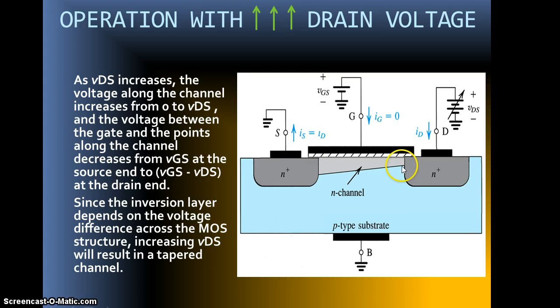Okay, so the inversion layer depends on the voltage difference across the MOS structure. Increasing VDS will result in a tapered channel, so that is why we get a tapered channel here. Current is again flowing in this way, positive current. The thing is, this is VDS, but this is VGS minus VDS. So we get a tapered region.